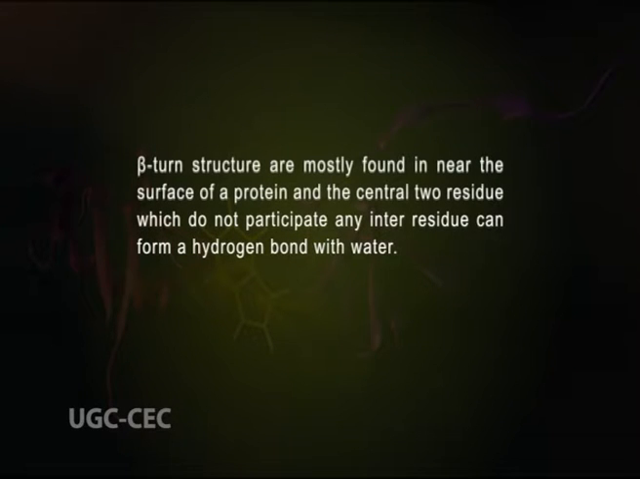However, the peptide groups of the central 2 residues do not participate in any inter-residue hydrogen bonding. Glycine and proline residues often occur in the beta turn, where proline makes the tight turn. Beta turn structures are mostly found near the surface of the protein, and the central 2 residues which do not participate in inter-residue bonding can form a hydrogen bond with water.